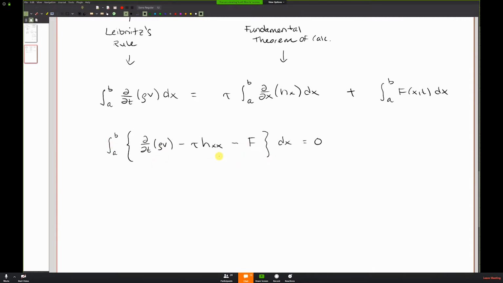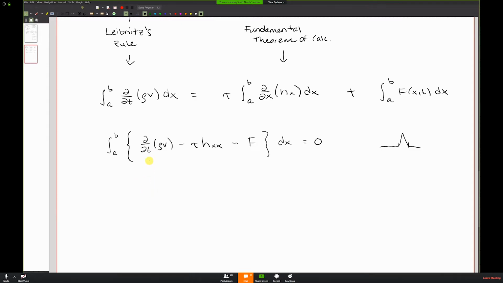Because if the integrand were not 0 somewhere, you could choose a and b on either side. Suppose that integrand were 0 almost everywhere, but then it was non-zero in some place. Well, then you could choose a and b right here and invalidate that statement. And so if this statement is truly to be true for any choice of a and b, it must be true that the integrand itself is 0.